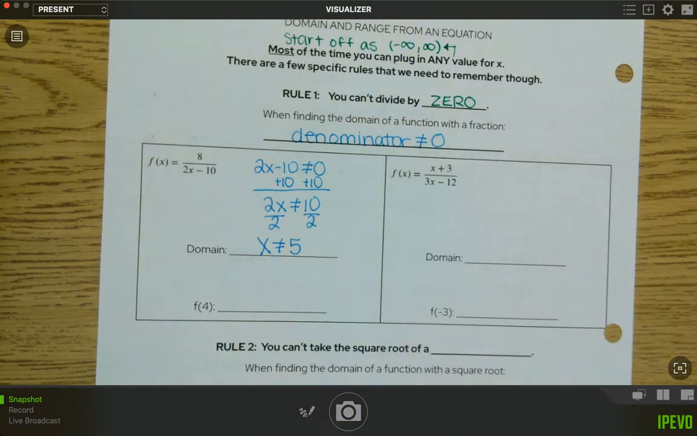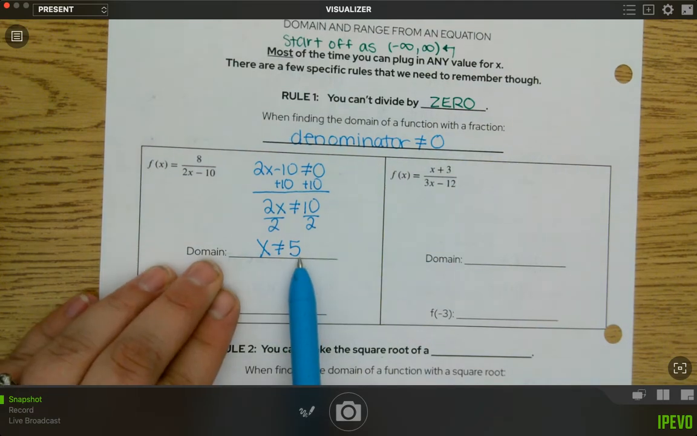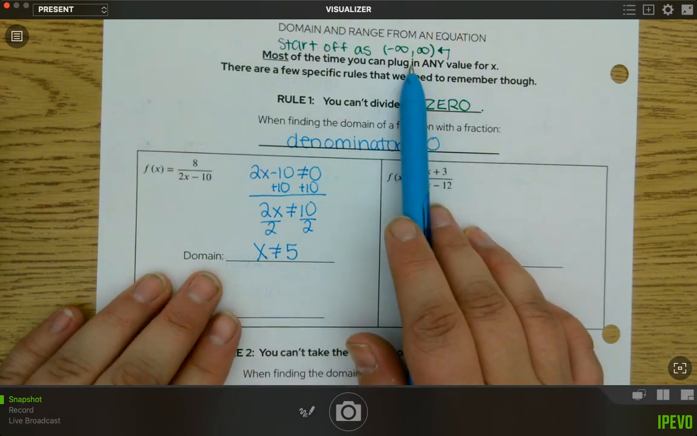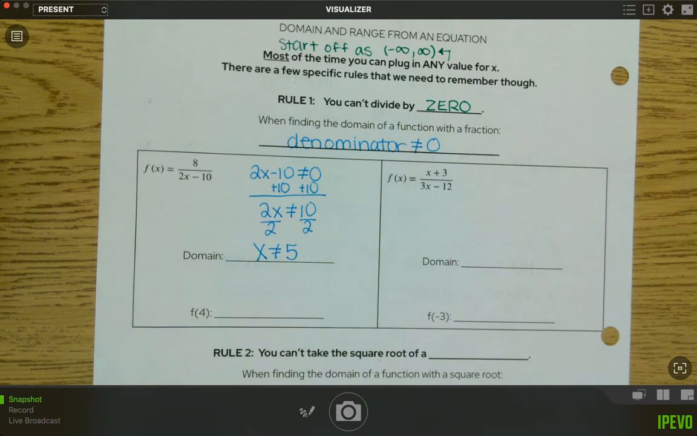Ten divided by 2 is 5. So x cannot equal 5. That's your domain, guys. So everything else is fine. It would be negative infinity to infinity, except for our one rule, which tells us x can't be 5. So you can plug in any number you want except 5. You can plug in 4.5. You can plug in 5.5. But you can't plug in exactly 5.